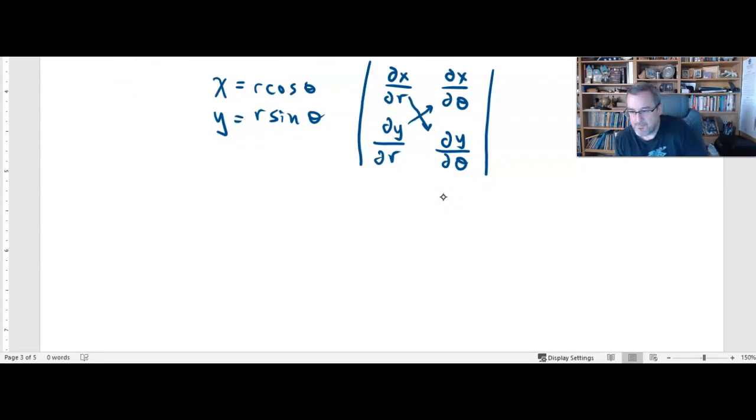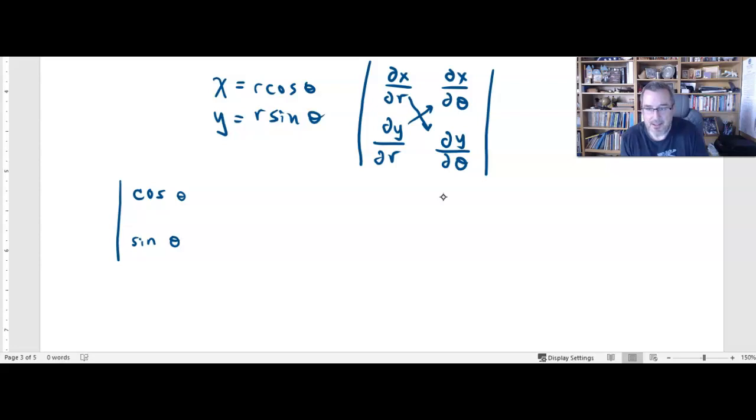All right, so I'm going to come down here so I have some room. dx dr, the derivative of x with respect to r. So the cosine of theta is a constant. So the derivative of a constant times r with respect to r is just the constant. Should we just go down? dy dr, same kind of a thing. The derivative of y with respect to r, the sine of theta is a constant. So the derivative would just be sine theta.